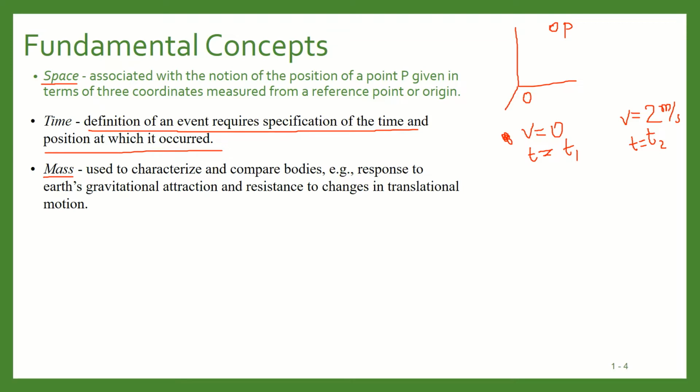So mass is used to characterize and compare bodies. Certain bodies are lighter in weight, they have less mass, and because of less mass, the Earth's gravitational attraction force is also less, and also if you are sliding your body, then it has less frictional force. If the mass of the body is higher, then it is attracted by a larger force towards the earth, and the resistance force will also be higher.